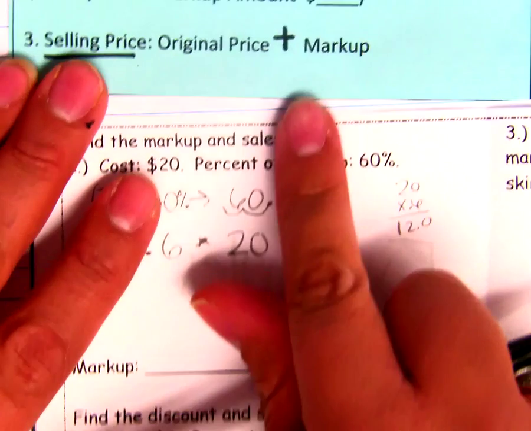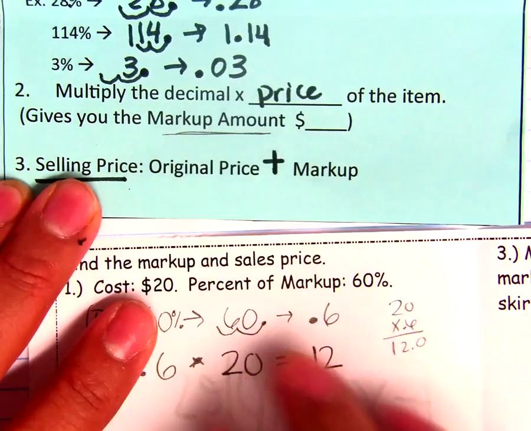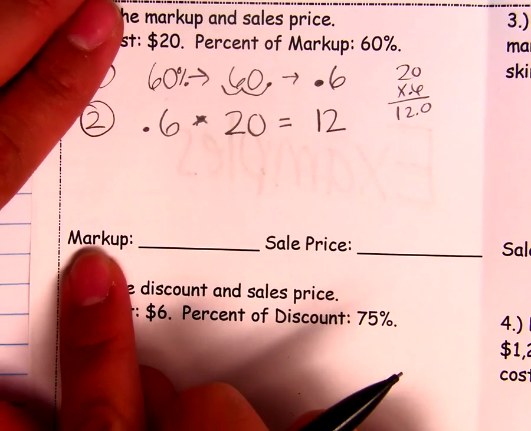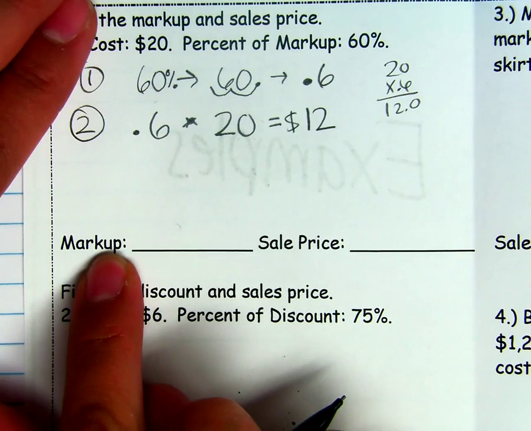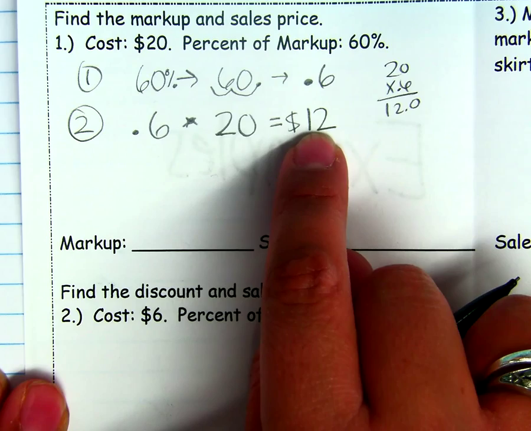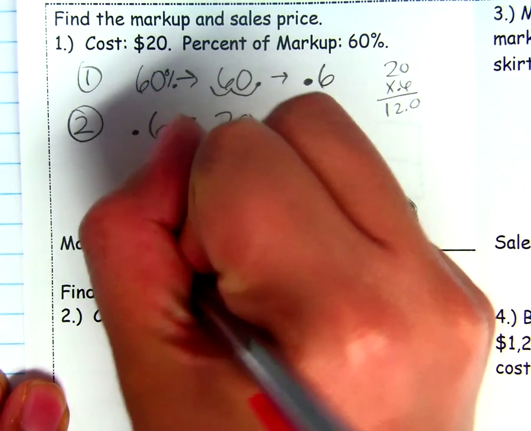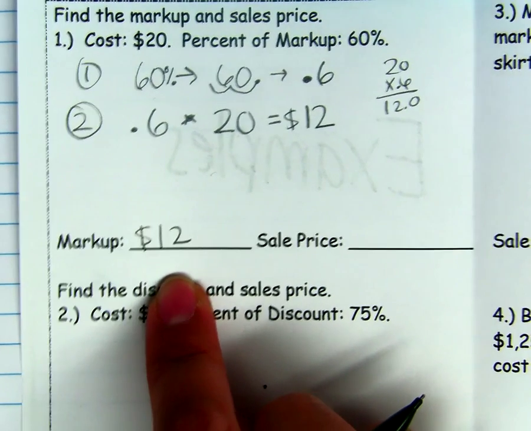Now remember on number 2 it says it's going to give you the markup amount, right? It's going to give you the money. So here it says the markup. What is the markup? No, we just multiplied it. 0.6 times 20 gives us what? $12. So the markup is $12.